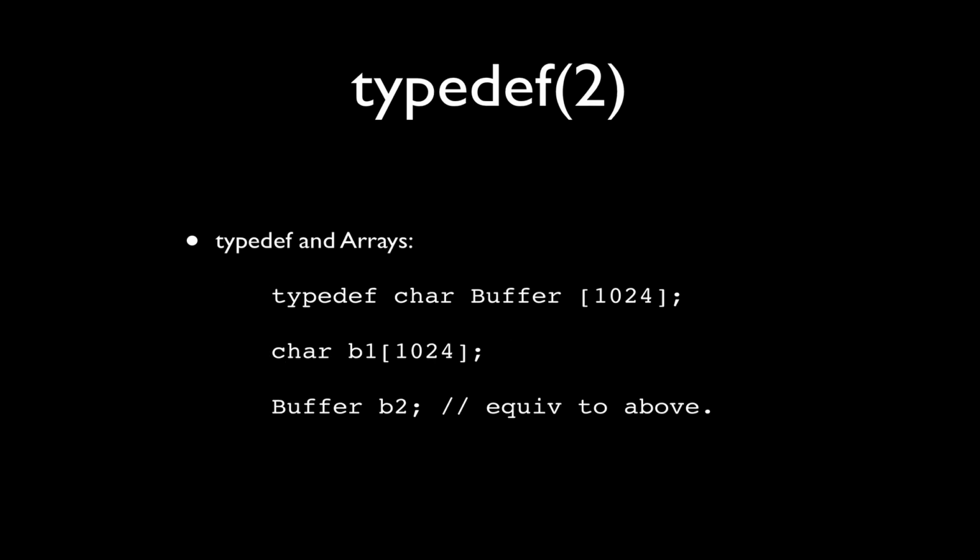But we can typedef anything we want, including arrays. So I could have a typedef char Buffer[1024]. So anytime I define a variable of type Buffer, it's an array of 1K bytes. So here I have a char b1, which is an array of 1024 bytes, and right underneath it you see a definition Buffer with a capital B, b2. In this particular case, that statement is equivalent to the one above in terms of the variable types that they define. So b1 and b2 are of the same type.